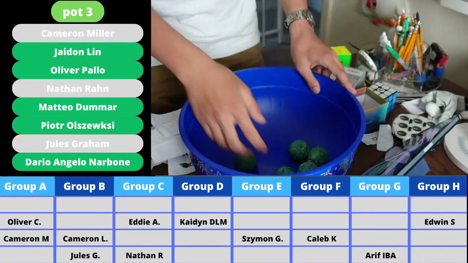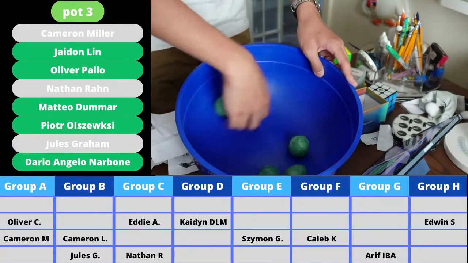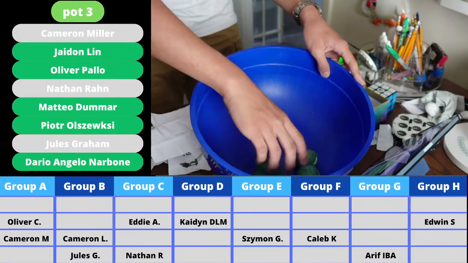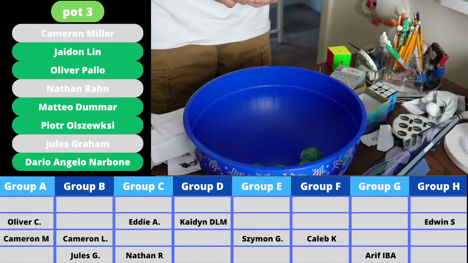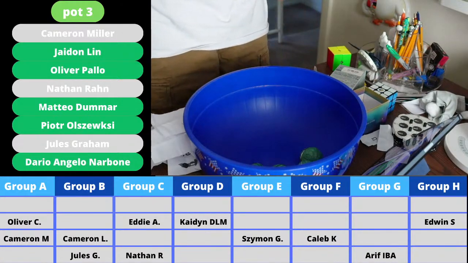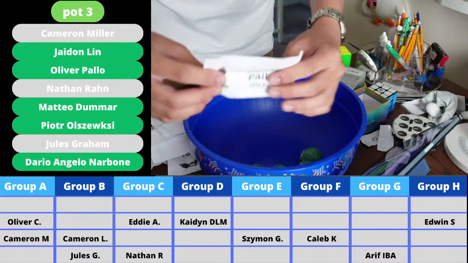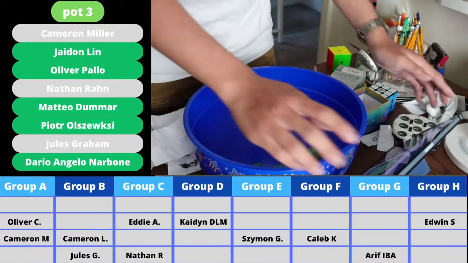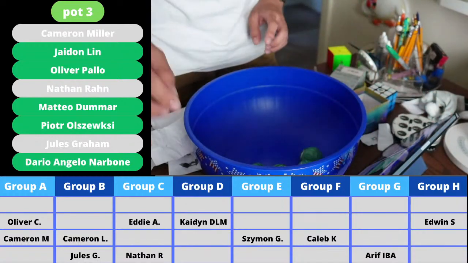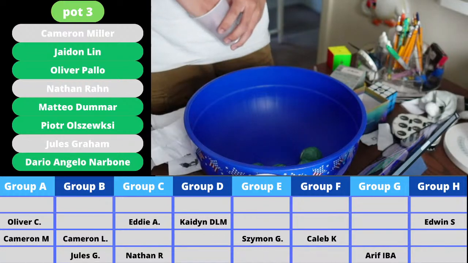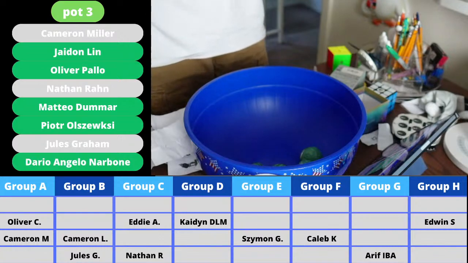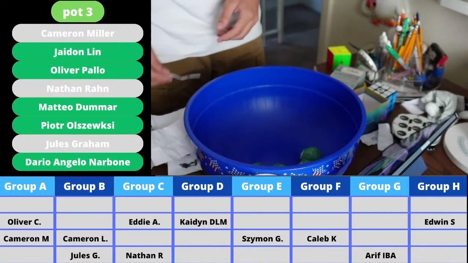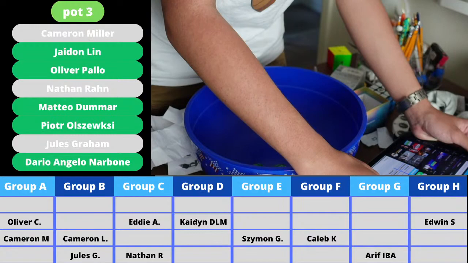Okay, beautiful. Let's move on to group D. In group D, we have Oliver Paulo in group D. Let's see what position we'll be getting. He will be in position D3. So Oliver Paulo will be in position D3.